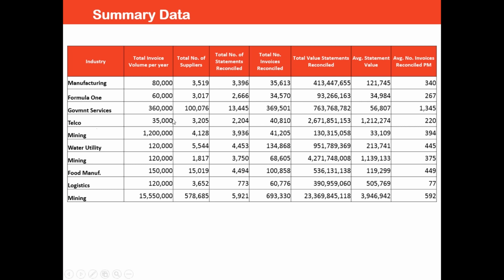And you can see I've got a telco doing about 35,000 invoices a year, up to a mining company that's doing about 15.5 million, and lots in between. But actually, probably a lot of them are between the 100 and 200,000 mark. I've got quite a few in that area. You can see the number of suppliers that they've got. The one at the bottom is crazy. They've got nearly 500,000 suppliers, but the third one down has 100,000 suppliers and is doing 360,000 invoices a year. And then, going over, I've got the total number of statements that they reconcile.